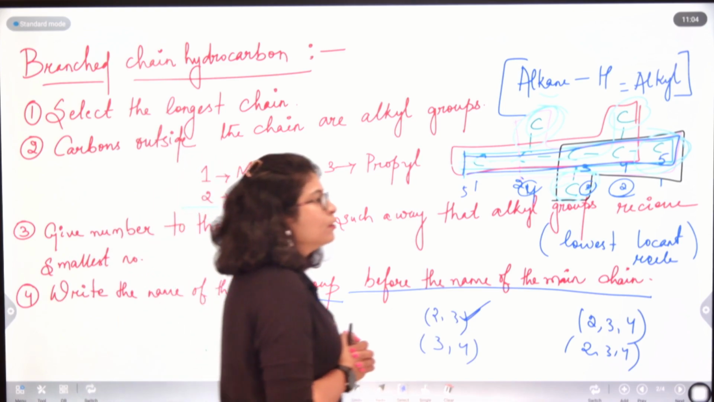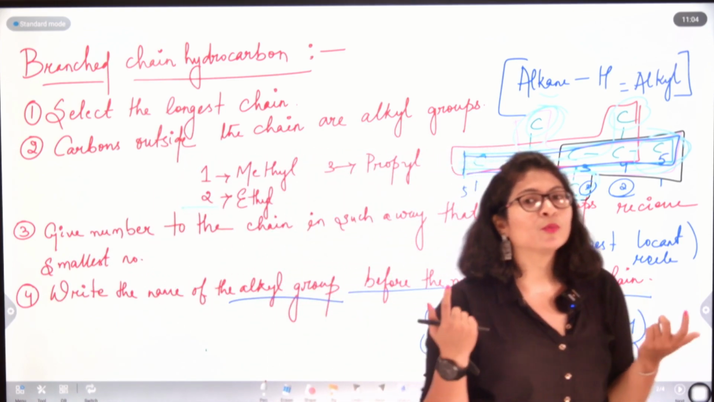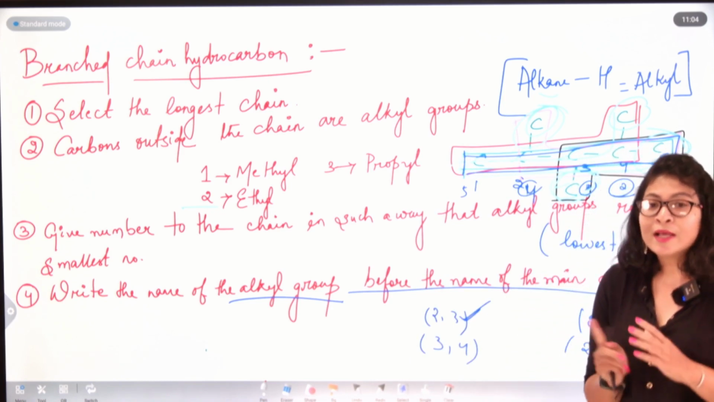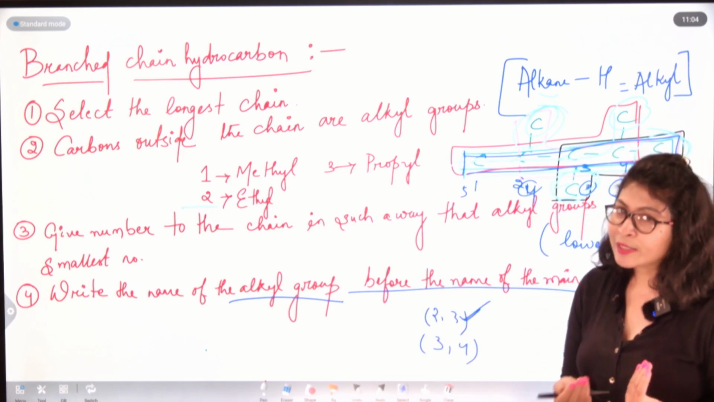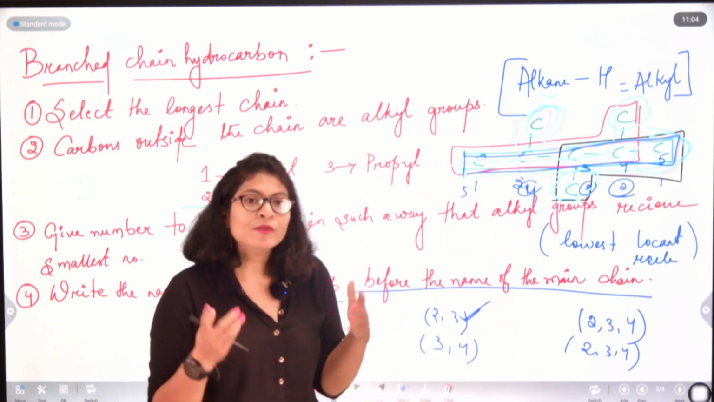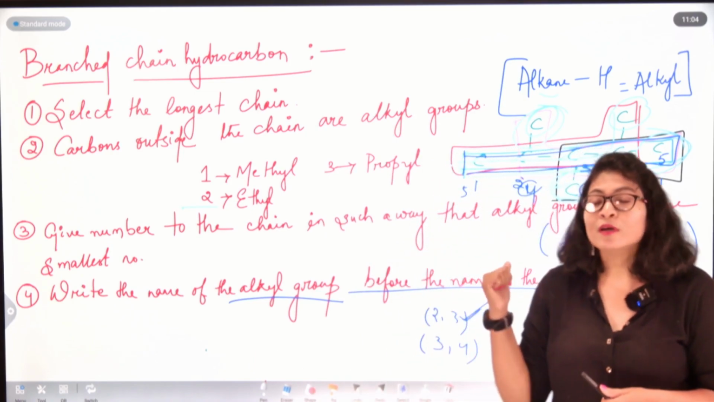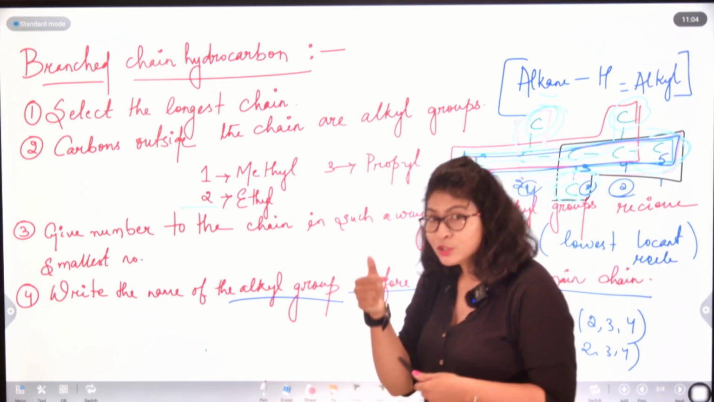While naming the alkanes, we simply had to count the number of carbon atoms. Suppose there were 5 carbon atoms, and as it belongs to the category of alkane, we just put a suffix -ane, that is pentane, and we got our alkane, right? But here we have an extra part, the branched part.